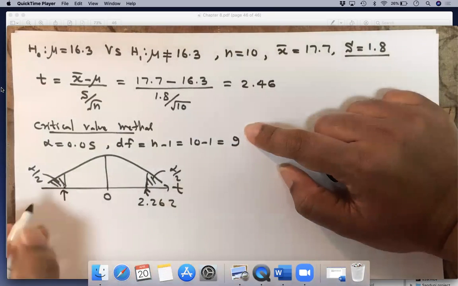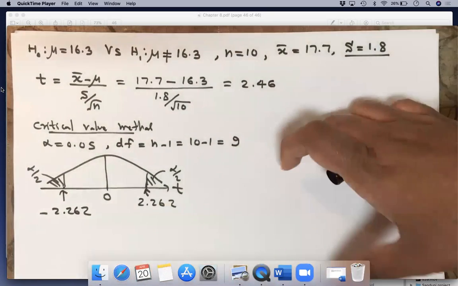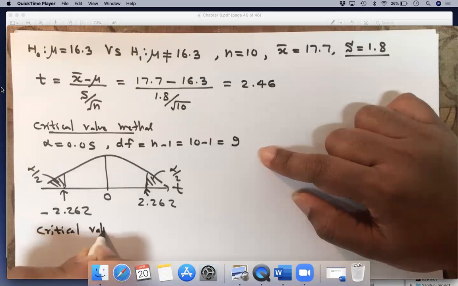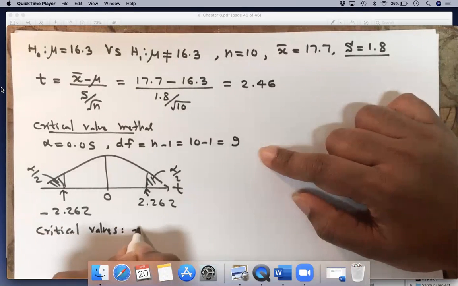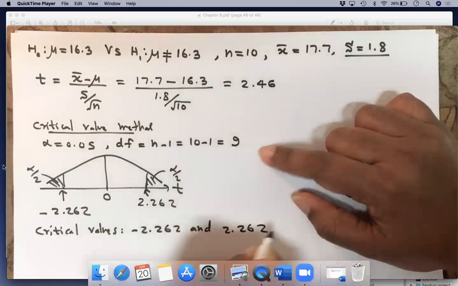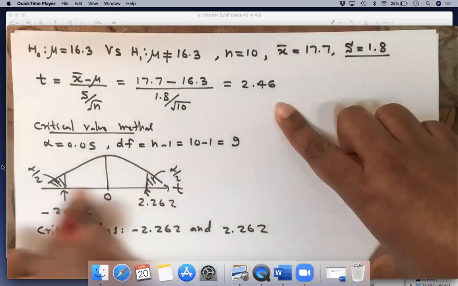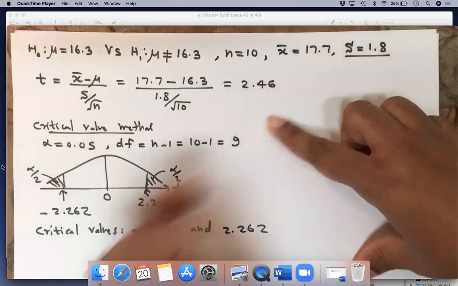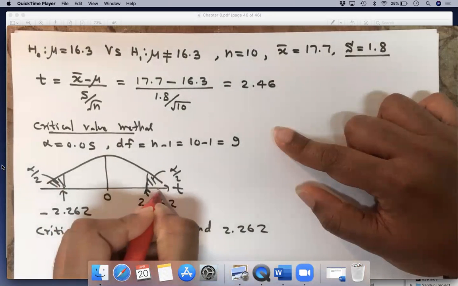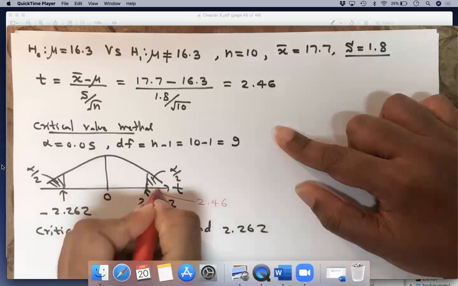Then what is this value? Same value, but you have to put a negative sign. Why? Because this is symmetric. Now these two values are our critical values. I will write it again. What are the critical values? Negative 2.262 and positive 2.262. Okay, now we know the critical values. Then mark your test statistic in this graph. Our test statistic is 2.46. So can you see? It is in here, inside.